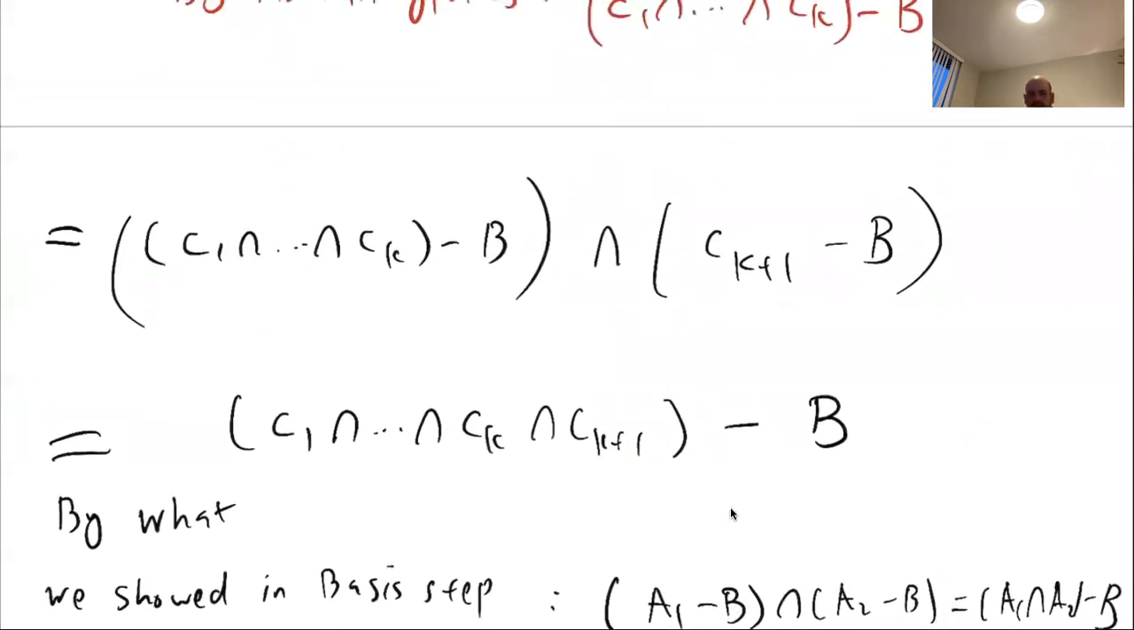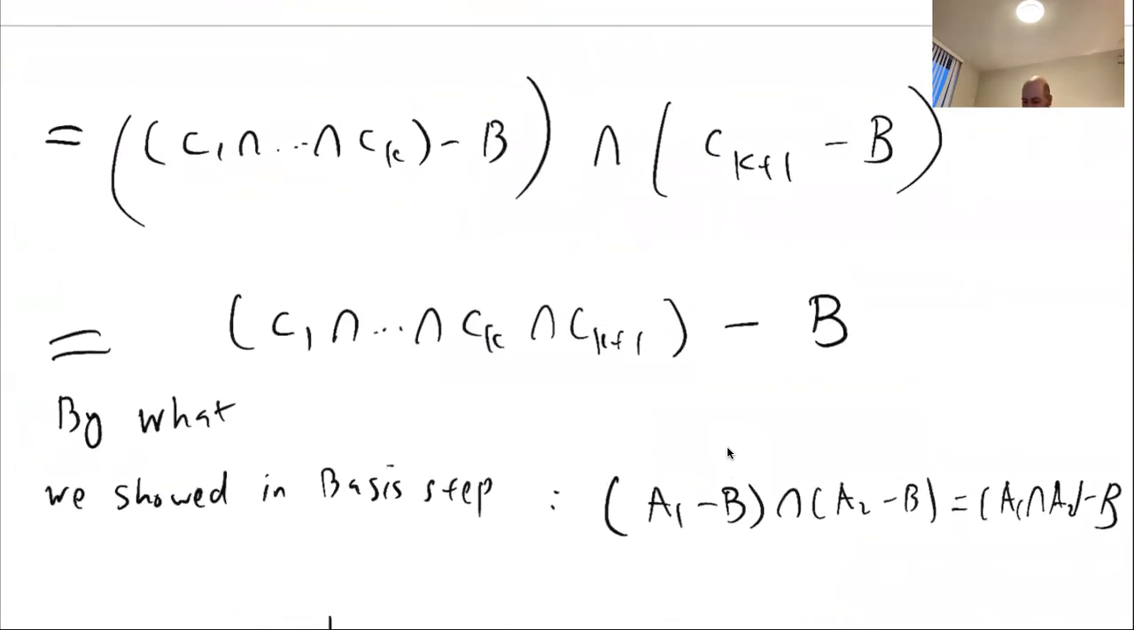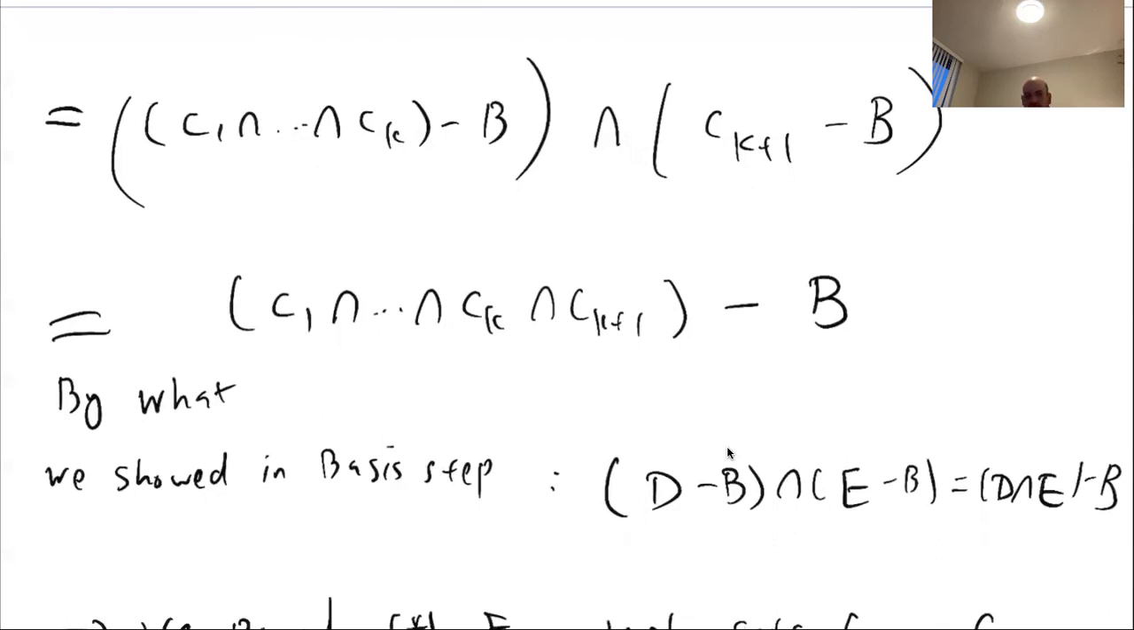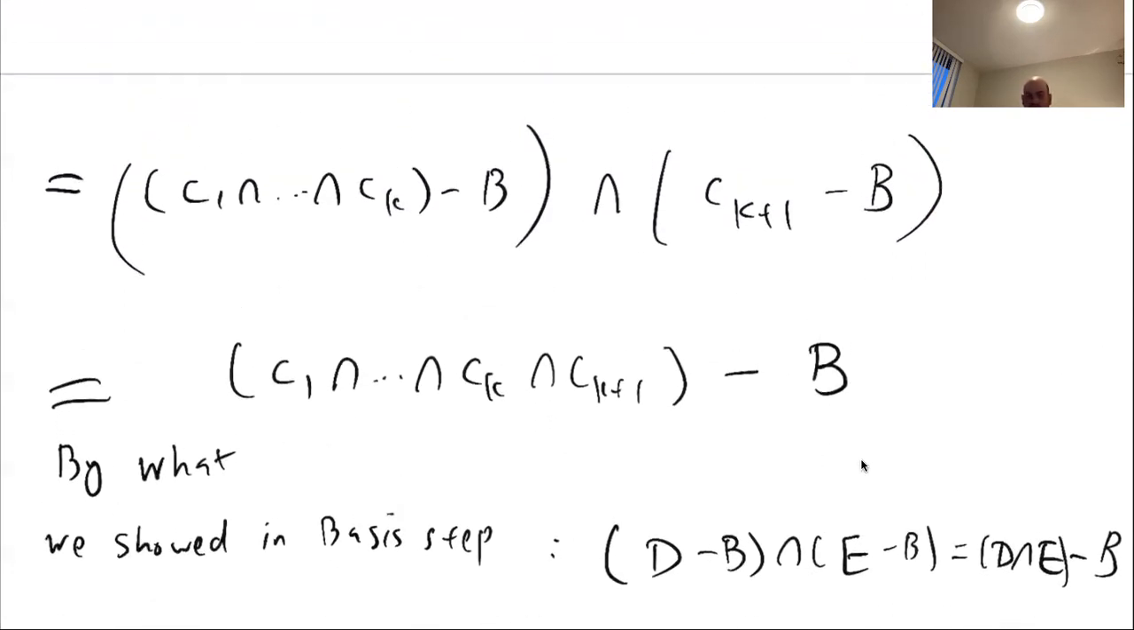So here also I have (D minus B) intersection (E minus B), and I can write it as (D intersection E) minus B, by what we showed in the basis step. And now this part is basically my (D intersection E) minus B. And that's it. So this is the right-hand side of the equality star for k plus 1 sets.